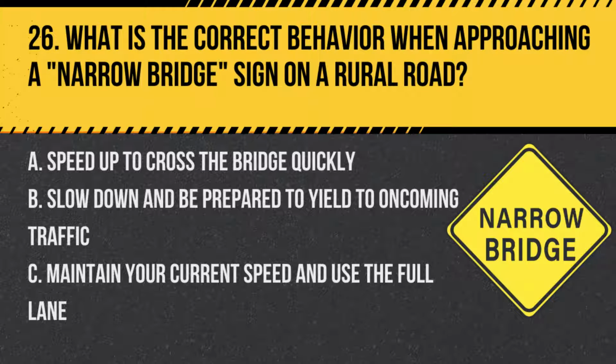A. Speed up to cross the bridge quickly. B. Slow down and be prepared to yield to oncoming traffic. C. Maintain your current speed and use the full lane. Answer: B. Slow down and be prepared to yield to oncoming traffic. A narrow bridge sign indicates a potential bottleneck where it may be necessary to yield or wait for oncoming traffic to clear.